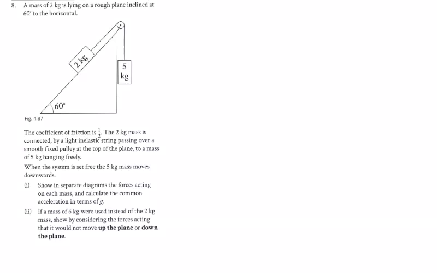In the last of these revision exercises questions, we have this mass of 2 lying on the incline. Rough incline, so we're going to have friction here. We have 5, and we have tension in the string. So all these questions are pretty similar. So let's start with 2.